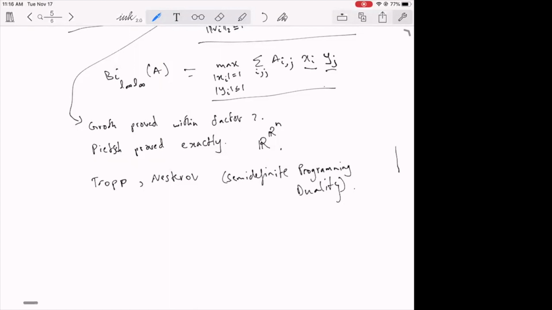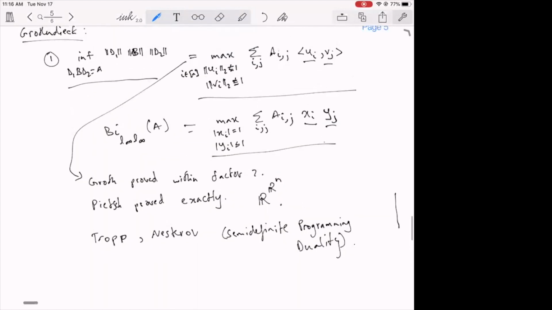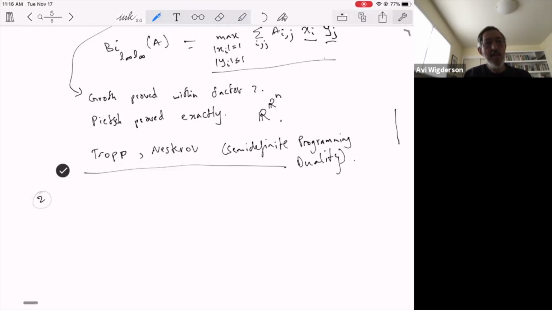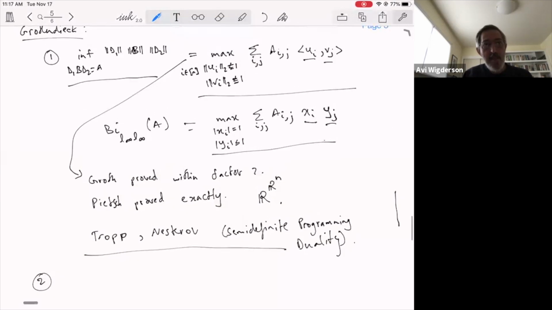Okay. So that's the first step. And the second step. Wait. So, Vijay, can you go up a bit for the definition of, in the Grothendieck statement? So you say that somehow this is semi-definite programming duality if one looks well enough into it.